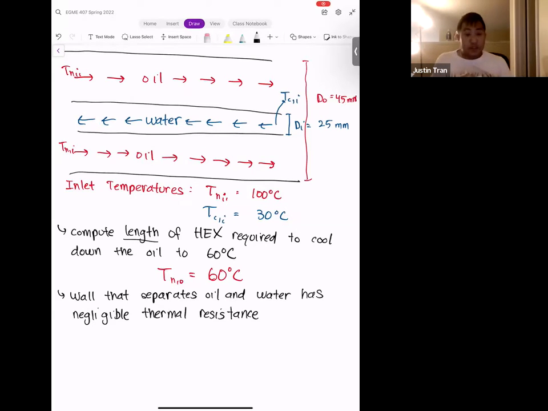This is a multi-step problem, so we're going to take it one step at a time. But I think it's a good problem that shows you a big overall look at everything that we've learned so far. Any questions on this before we get started?